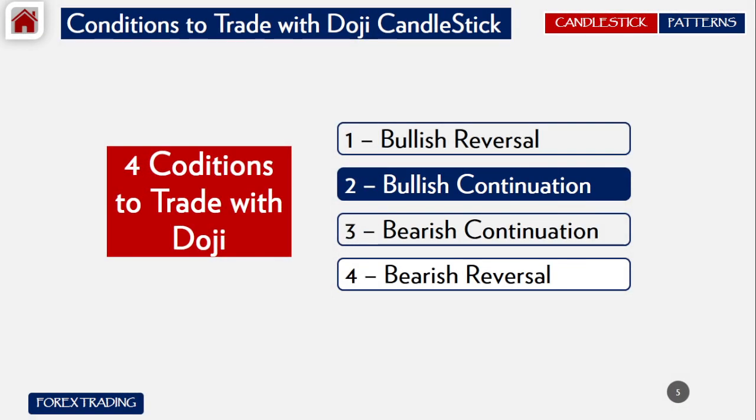Now, there are four conditions to trade with a Doji, as I initially mentioned: bullish reversal, bullish continuation, bearish continuation, and bearish reversal. So in this tutorial, we will study bullish continuation.